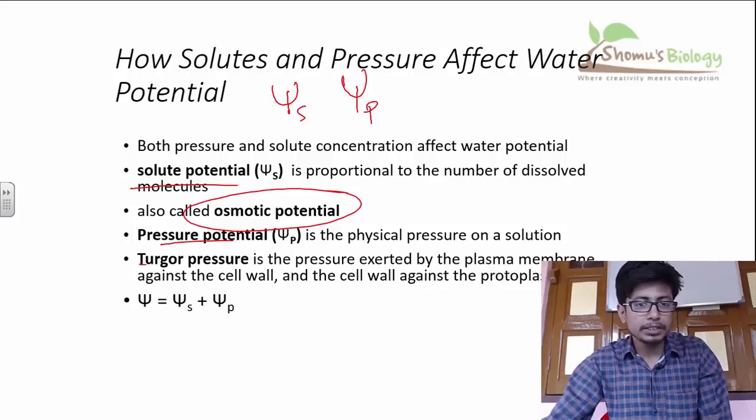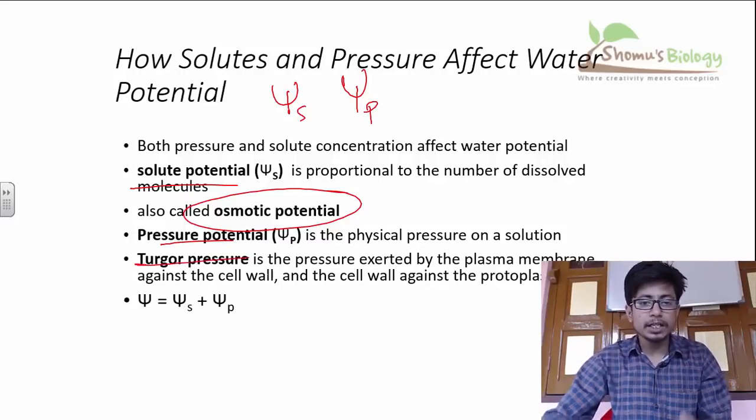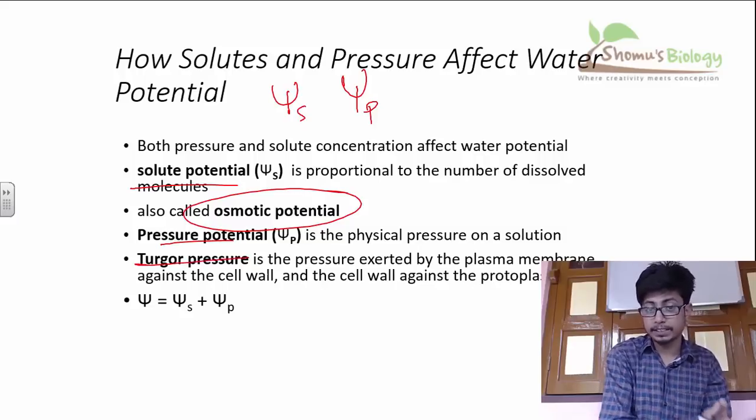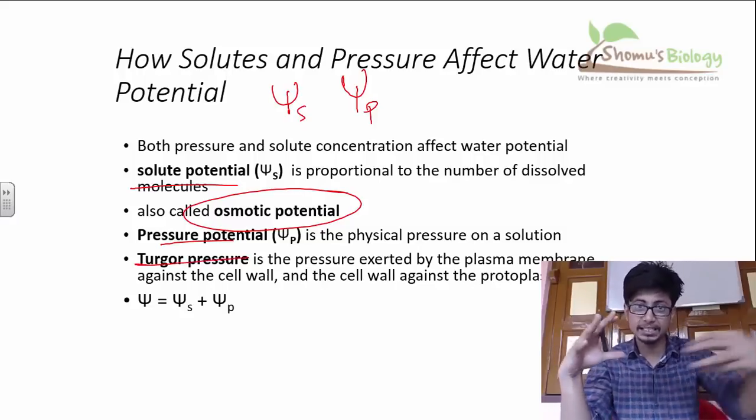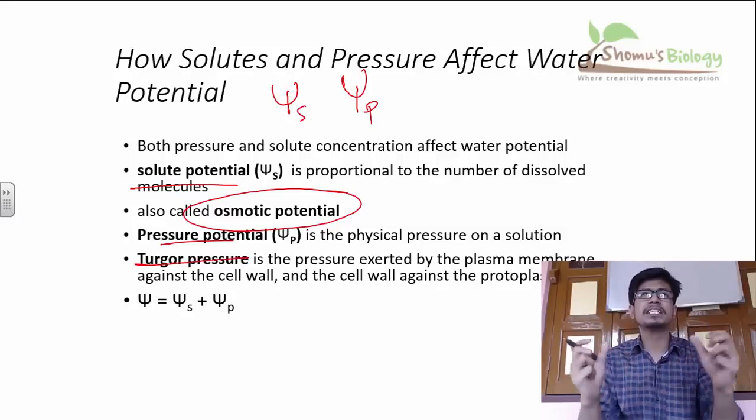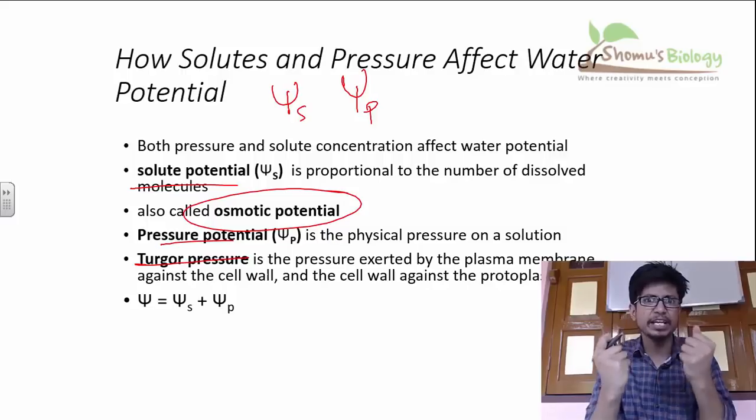Another thing we need to know is the turgor pressure. Turgor pressure is the pressure exerted by the plasma membrane against the cell wall, and that keeps the cell very steady and very solid.